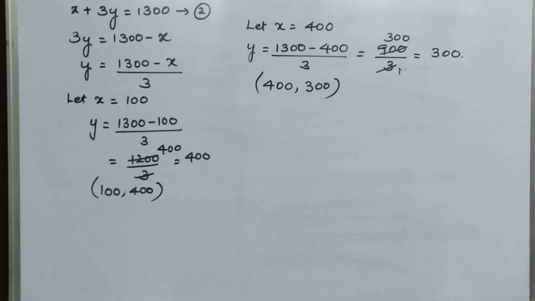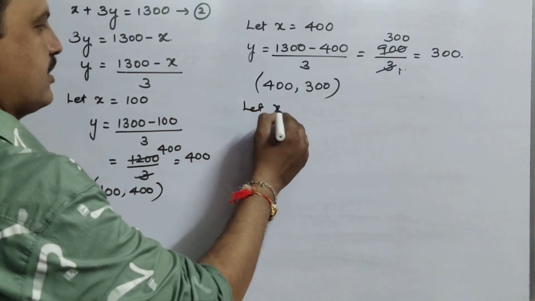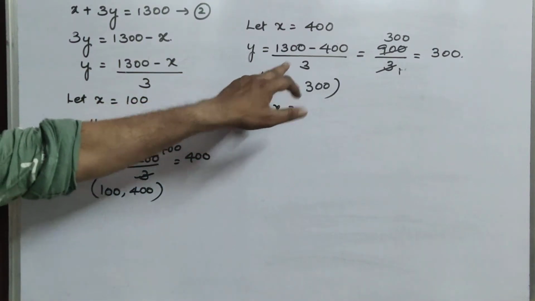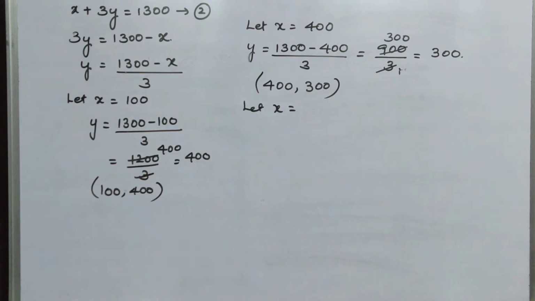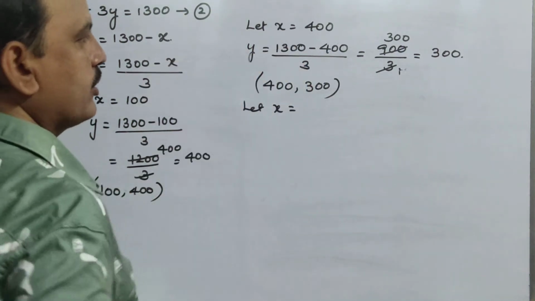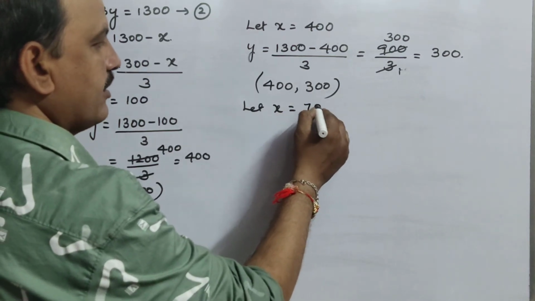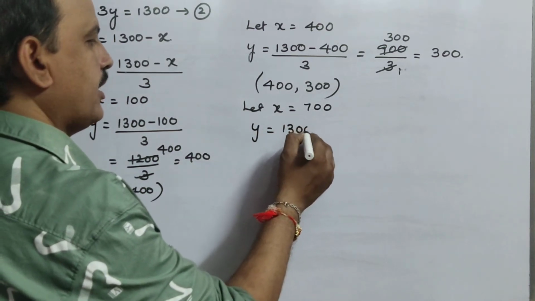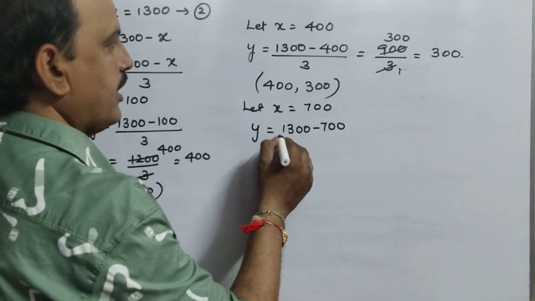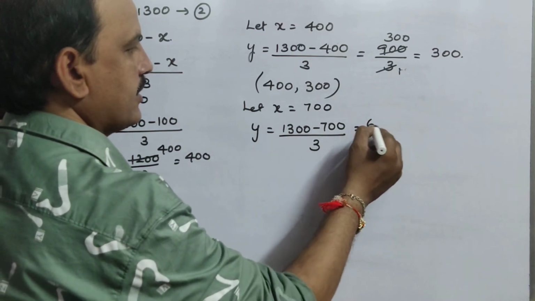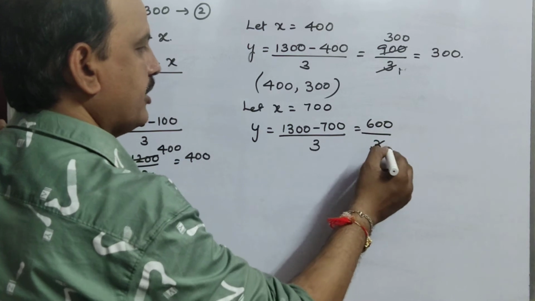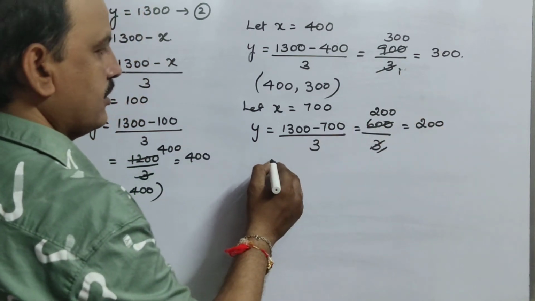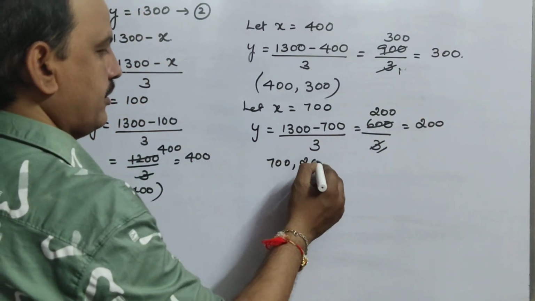Okay. Next, let x equals to something. Again, if you take any x value, it should be divisible by 3. Like that, any number you can choose. See here, 700. If you take 700, y equals (1300 minus 700) by 3. That is 600 by 3. 3 twos are 6, 0, 0. So 200. That means (700, 200).